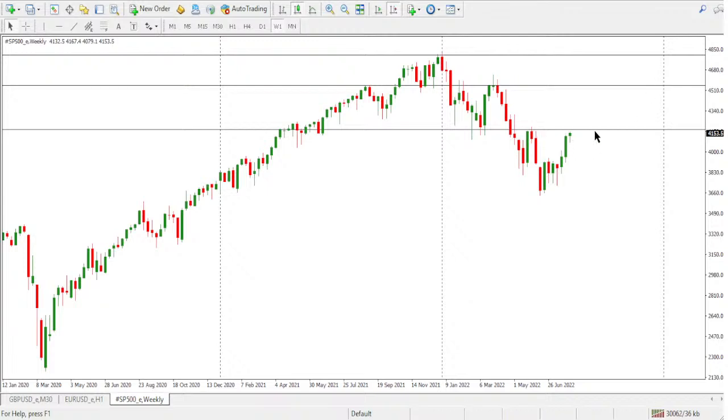So we want to look for a sell here unless the price breaks above it, with our target at this point. The next one is at this point. So the first target is 4550.4, and the next one is 4802.7.